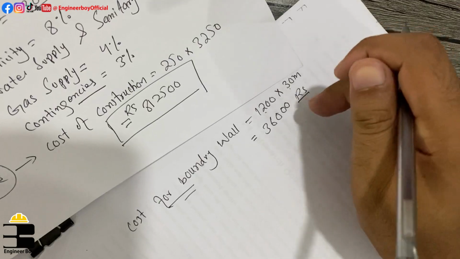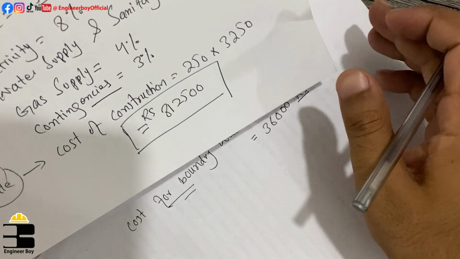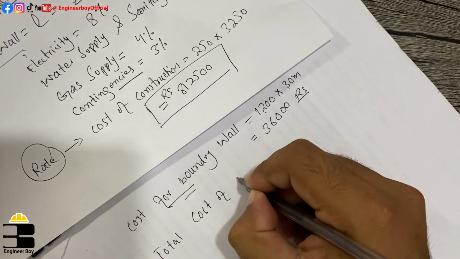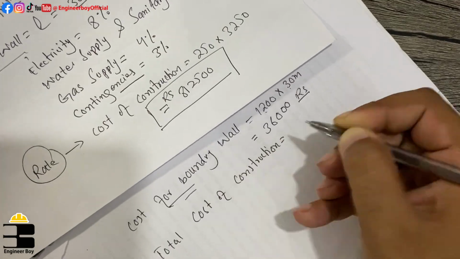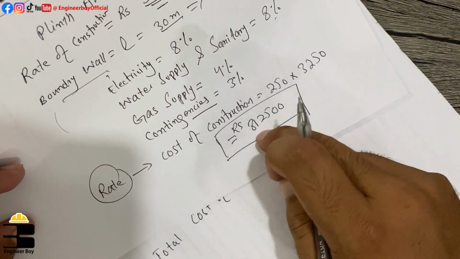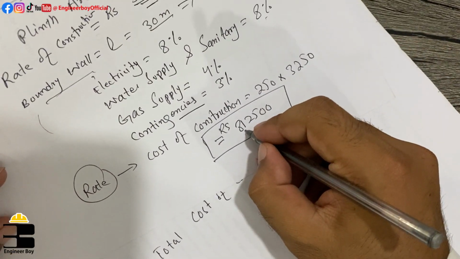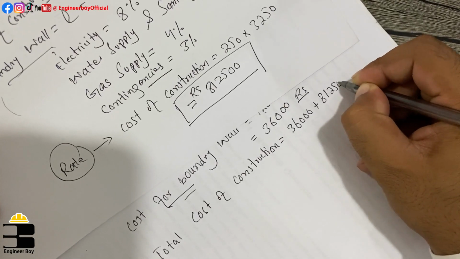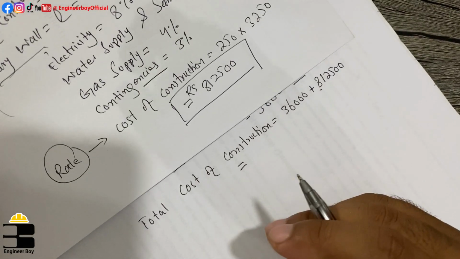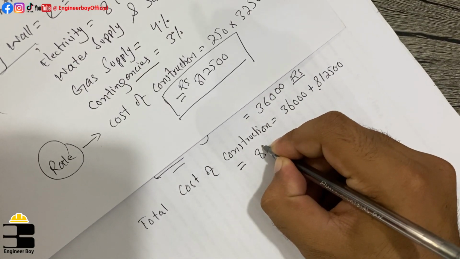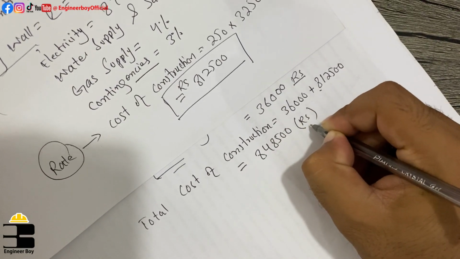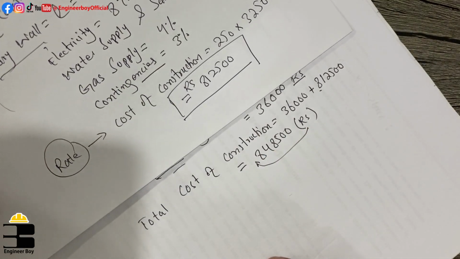Now let's add these things so we can have the cost of construction together. The total cost of construction is 36,000 for the boundary wall, and for the plinth area, 812,500. We add them together to have the total cost, and that is 848500 RS. Make sure you put this thing over there at the start.